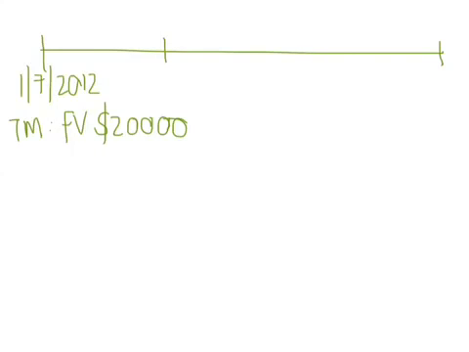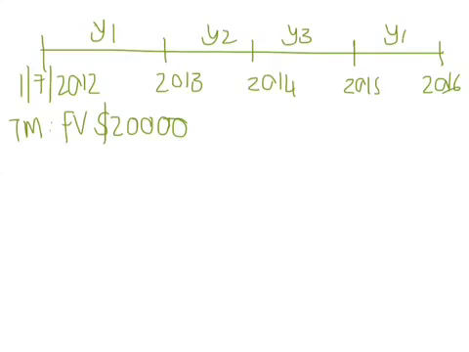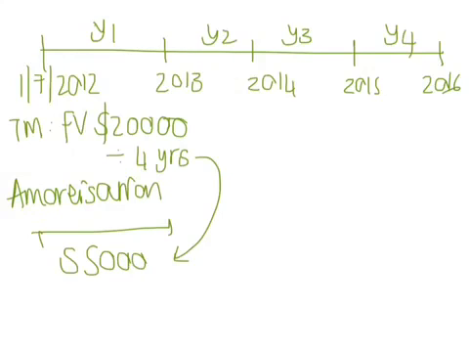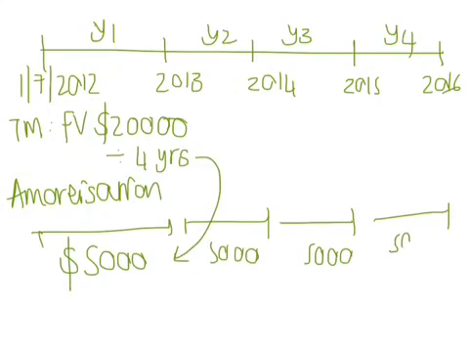So this is the 1st of July 2012 when the shares were acquired. The trademark had a fair value of $20,000 for which we have to make a fair value adjustment. Over 4 years, so this is then 2013, 2014, 2015 and 2016. So this is year 1, year 2, year 3, year 4. The amortization expense over 4 years will be $5,000 each year: 5,000, 5,000, 5,000 and 5,000.